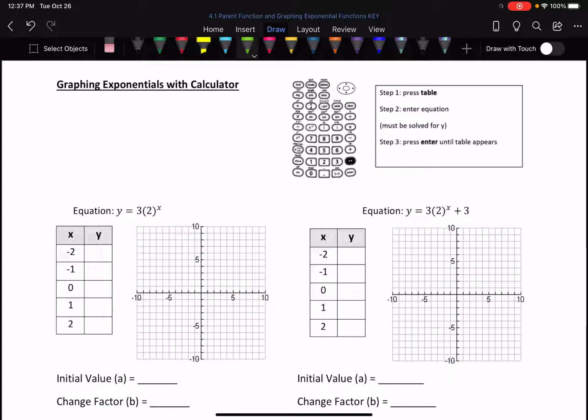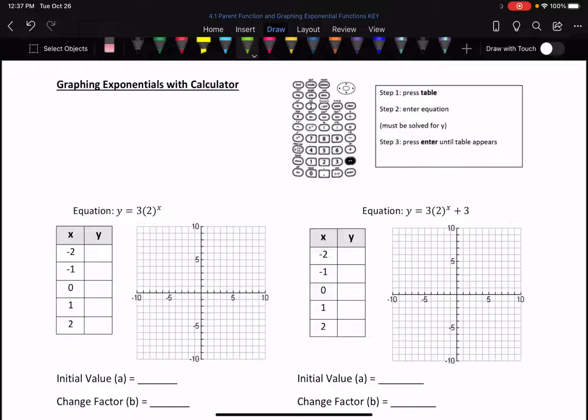So the first step I want you guys to do is to press the table button on your calculator. Then we're going to enter in the equation. We're going to have 3, open parentheses, the number 2, close parentheses. Then you're going to hit the caret button. It looks like an upward facing arrow. And you're going to raise that to the power of x.